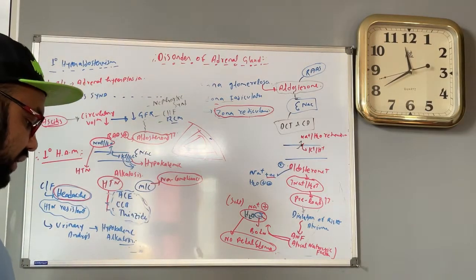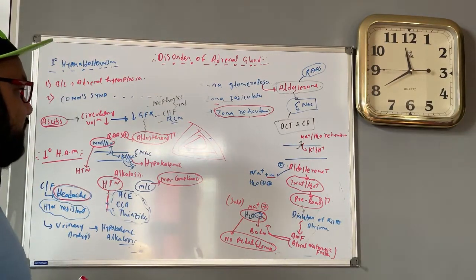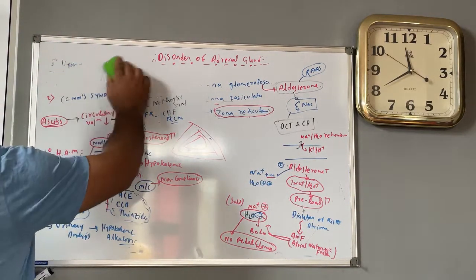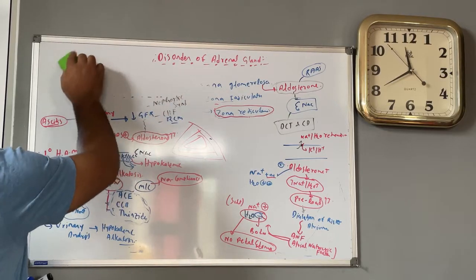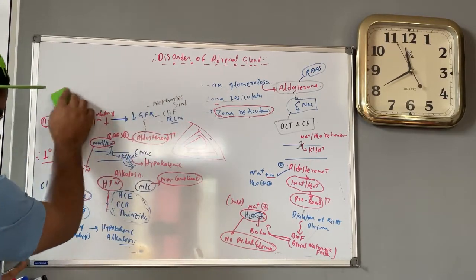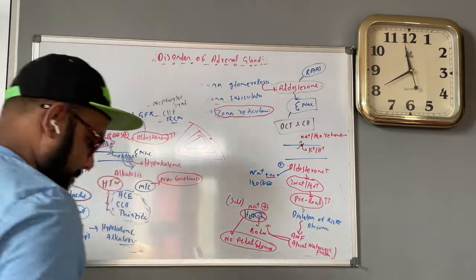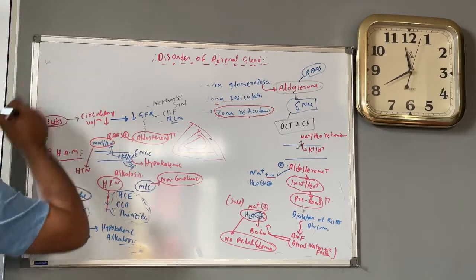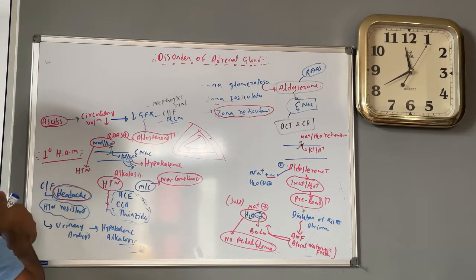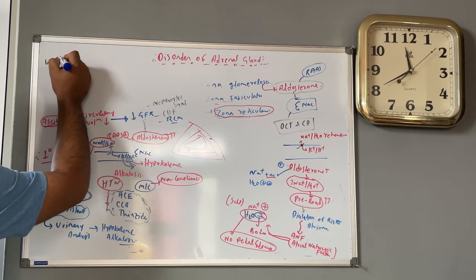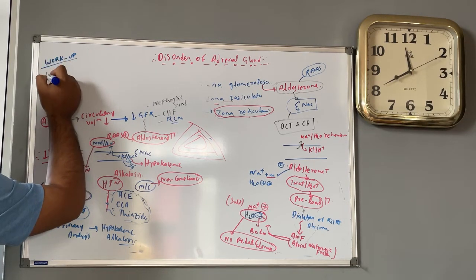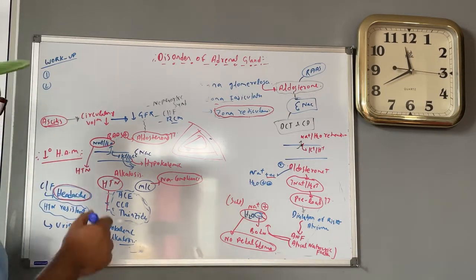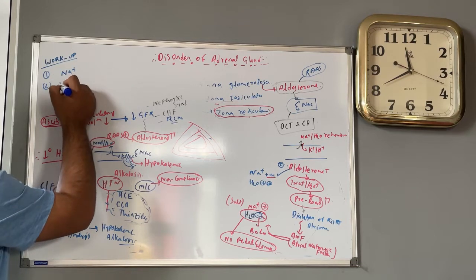Okay. Now I'll talk about the workup. What are the diagnostic tests you can see? As far as the workup is concerned, what type of thing will we get over here? Let's talk about workup. At first, the two important things are the sodium level within the blood and the potassium level.